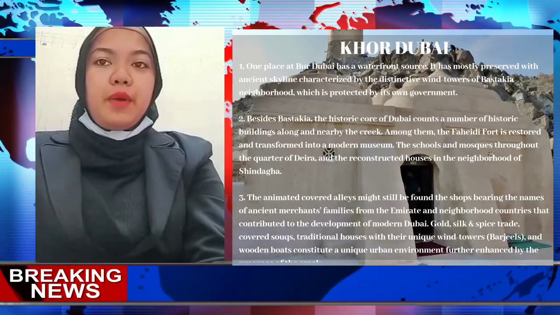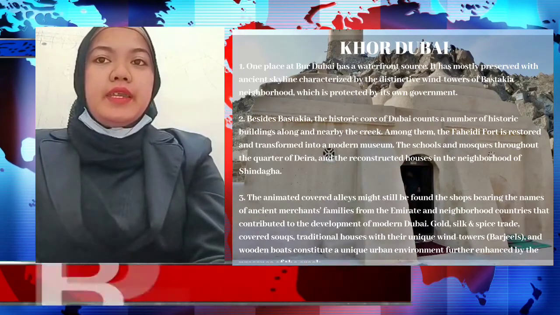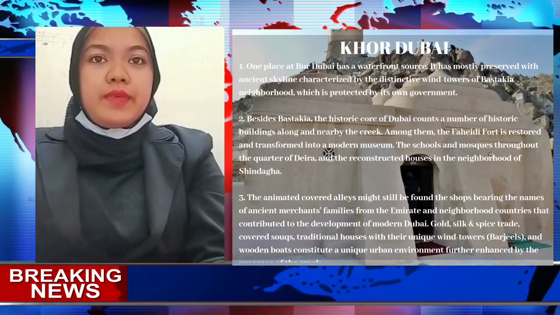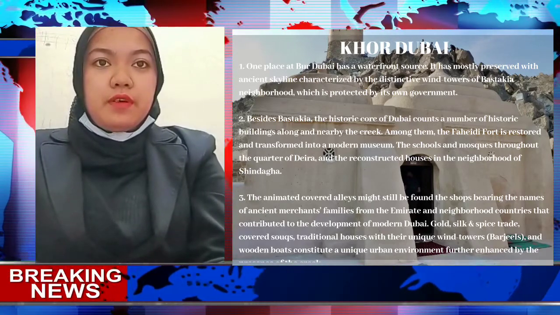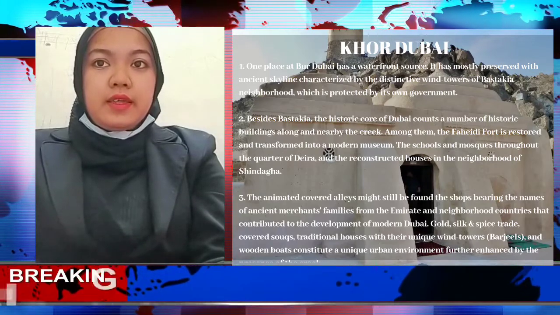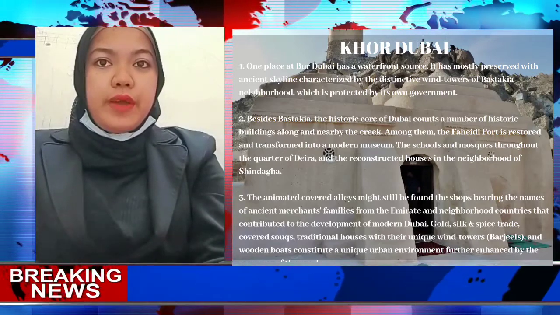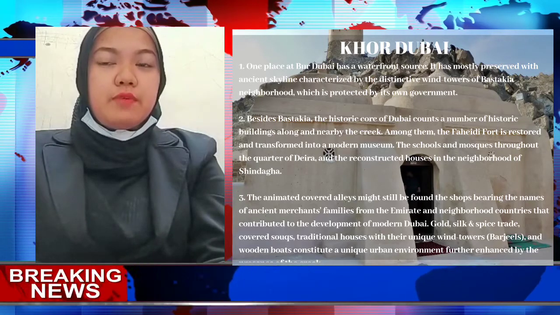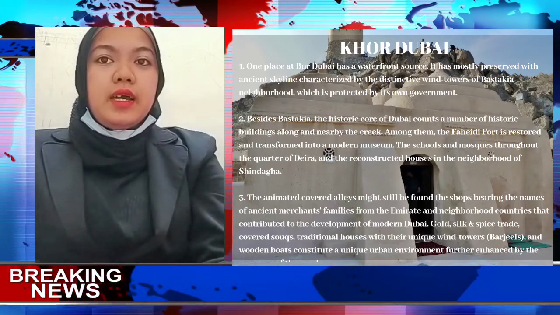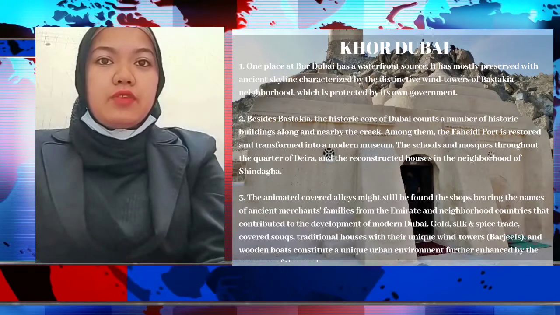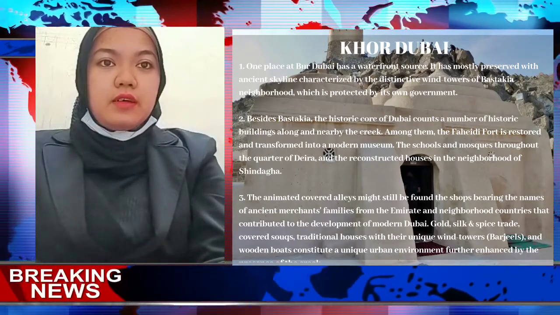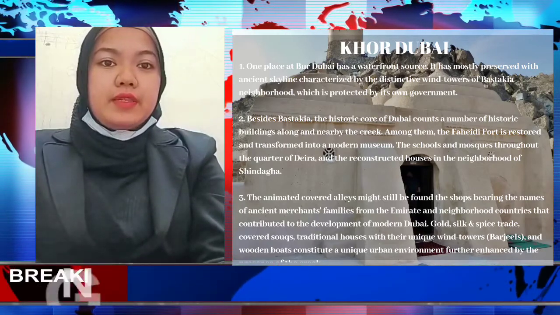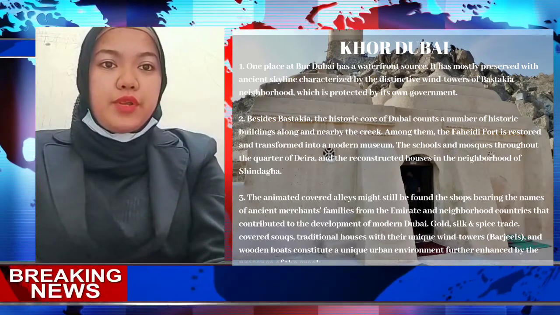Second is Khor Dubai. As in Khor Dubai, it is one place at Bur Dubai that has a waterfront. It is mostly preserved with an ancient skyline characterized by the distinctive wind towers of the Bastakia neighborhood, which is protected by its own government. Besides Bastakia, the historic core of Dubai counts a number of historic buildings along and nearby the creek. Among them, the Fahidi Fort is restored and transformed into a modern museum.